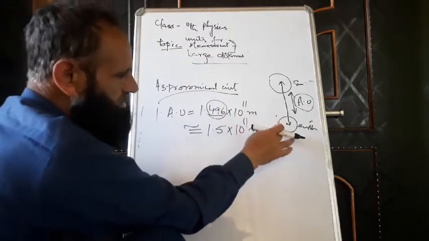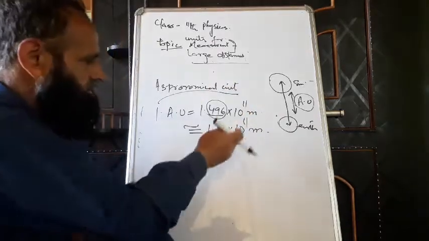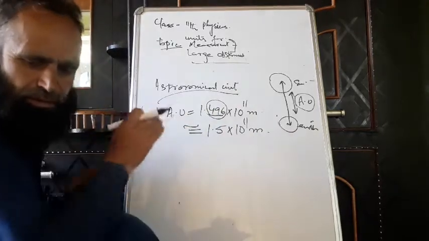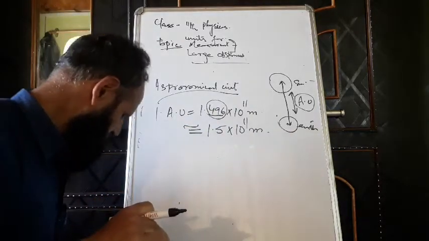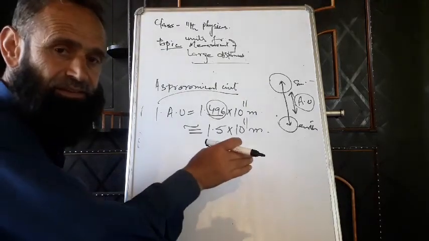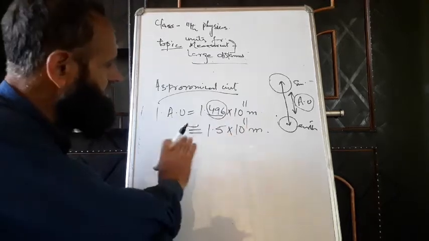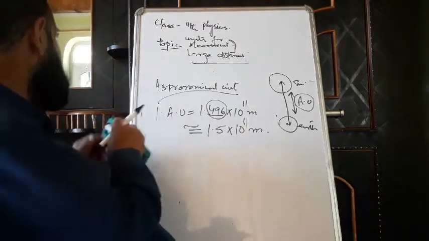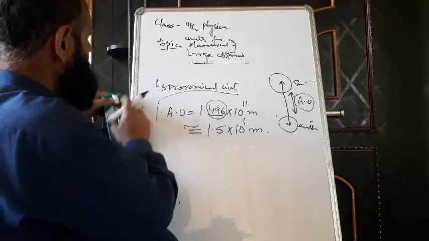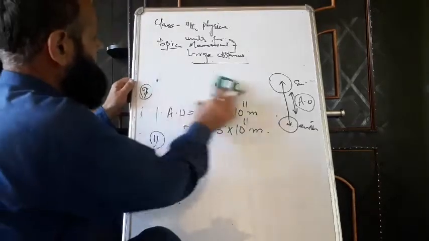One astronomical unit is a very, very large distance. It is in crores of kilometers. So we use this for measuring large distances between the heavenly bodies, or the big galaxies. Our second unit is what?